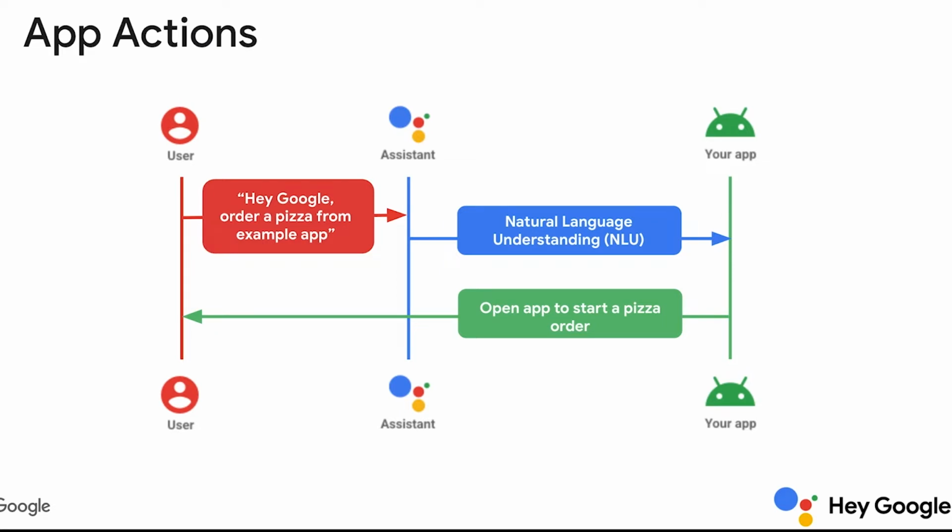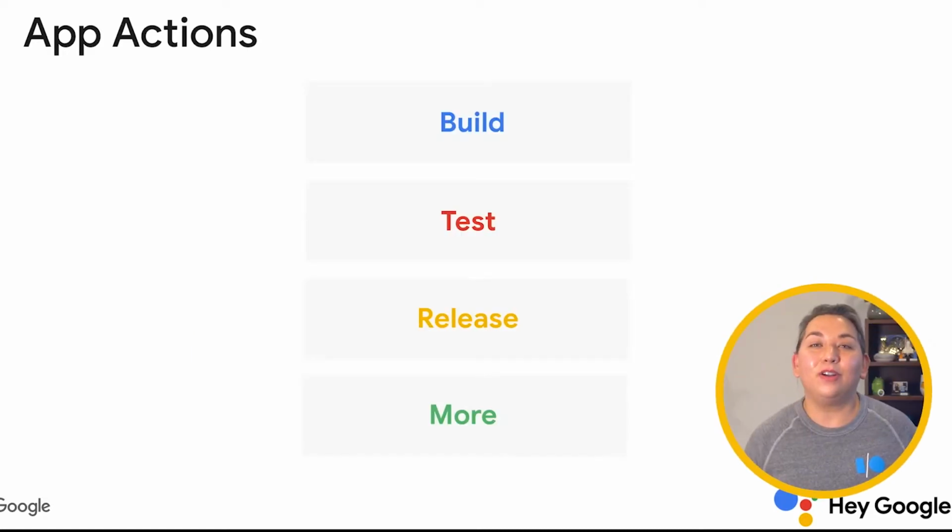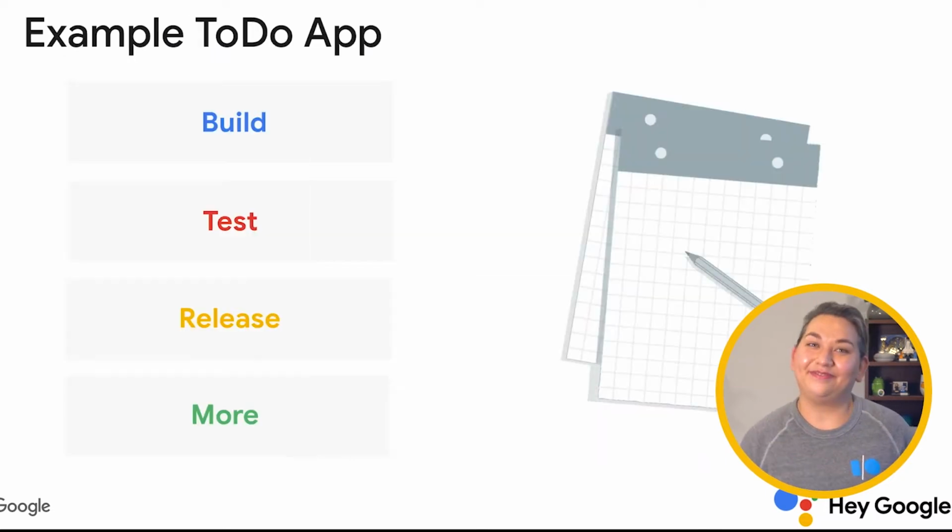With that as our high-level scaffolding, let's go over all the things you need to know about building for App Actions, starting with building your first one, testing it, and learning how to release it out to the world. Then we'll go over different options for building and re-engagement. But before we dive in, let's root this in a concrete example.